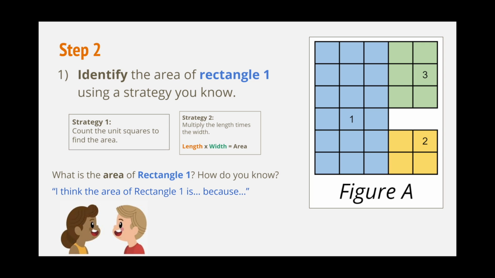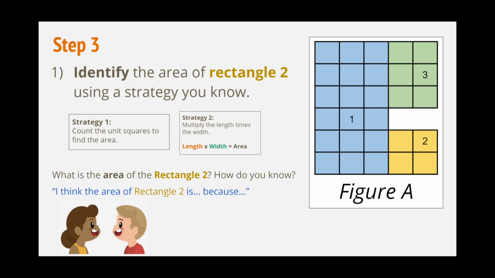You could do strategy 1, which is count the unit squares to find the area, or strategy 2, multiply the length times the width to find the area. I want you to think, what is the area of rectangle 1? That's the blue one. How do you know? Use the sentence stem: I think the area of rectangle 1 is because. The area of rectangle 1 is 18 square units.